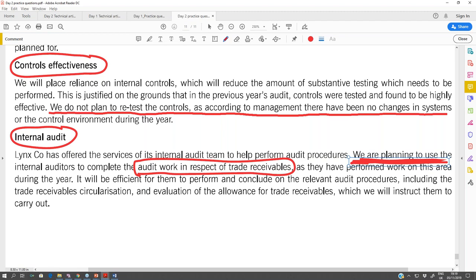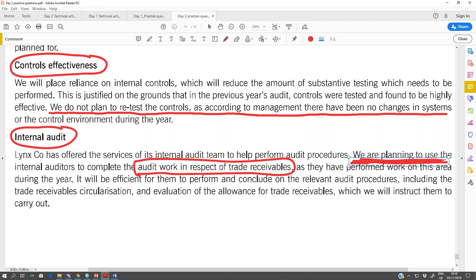Can we delegate our audit procedures to the internal auditor? Look at this line. It says it will be efficient for them to perform and conclude on the relevant audit procedures. I need to do my audit procedures myself, right? I cannot just put my burden on the internal auditor. But it says it will be efficient for them to perform and conclude on the relevant audit procedures.